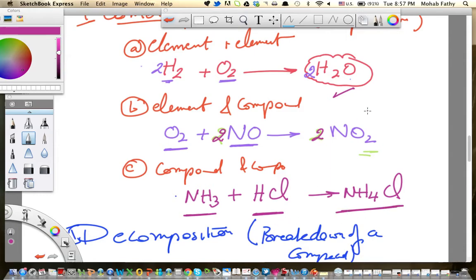Okay? So we have 3 types of reaction in which there is combination. We took the example. How is it a compound? How is that a compound? This one? NH3.